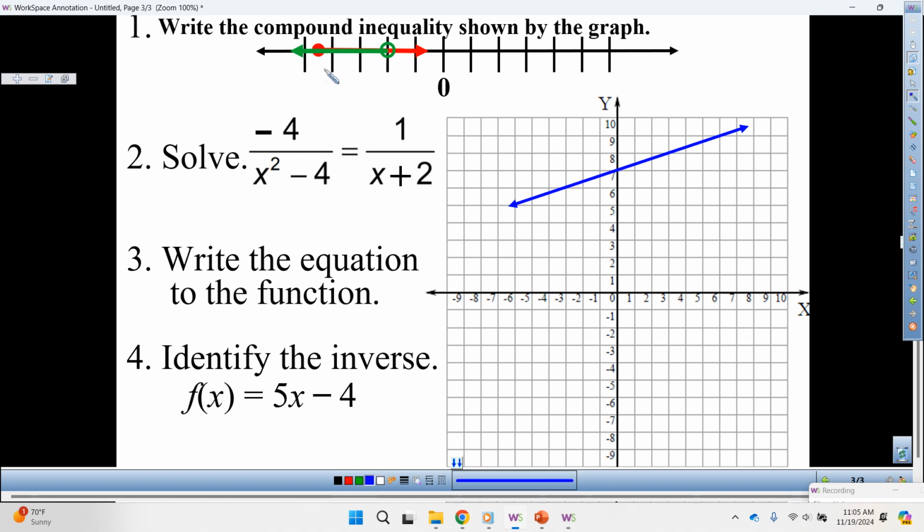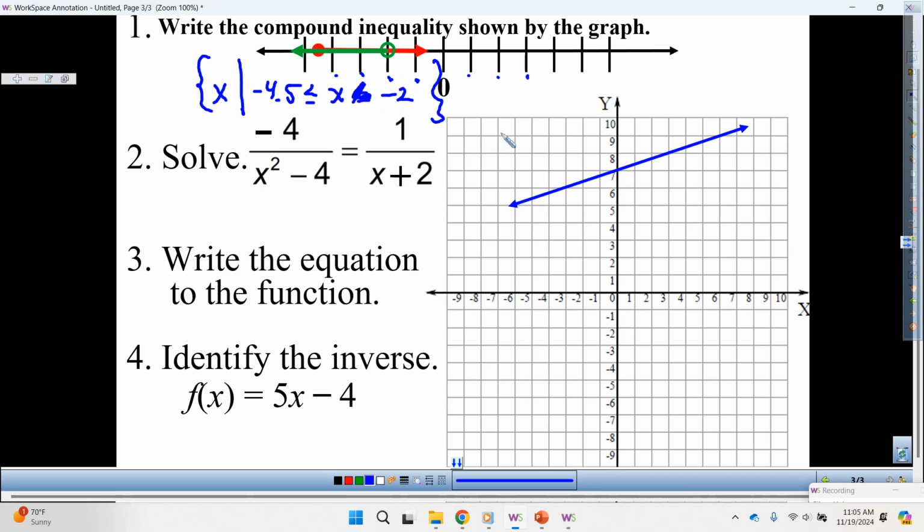All right, Gio. We need an inequality for number 1. Solution set of x such that, let's see, 1, 2, 3, oh, negative 4.5. 1, 2, 3, 4, negative 4.5. Open. Okay, so this is open, so this is just less than negative 2. All right, hands if you got that? Looks about right. Let's go to number 2.